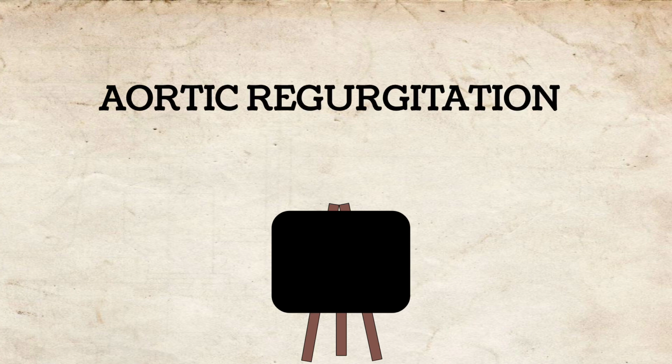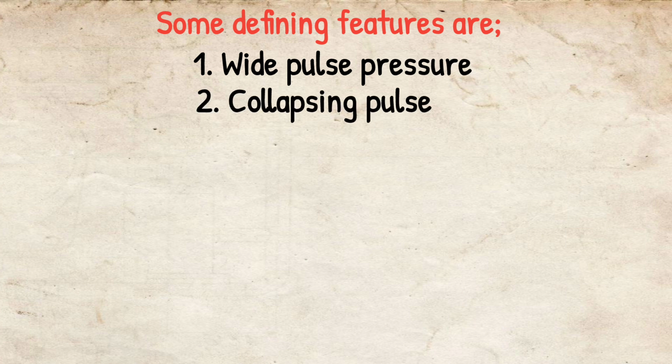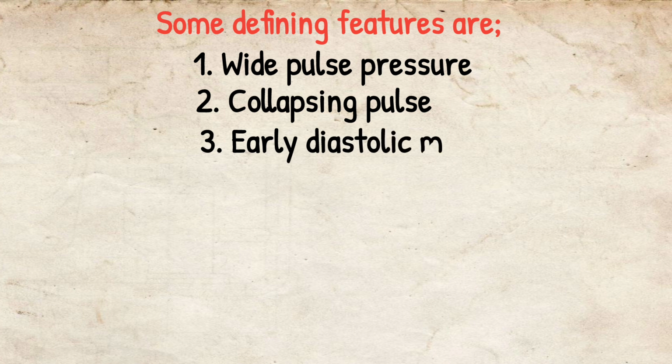Aortic regurgitation is the topic for today. Some defining features are: number one, wide pulse pressure. Number two, collapsing pulse, very important. Number three, early diastolic murmur, very important.